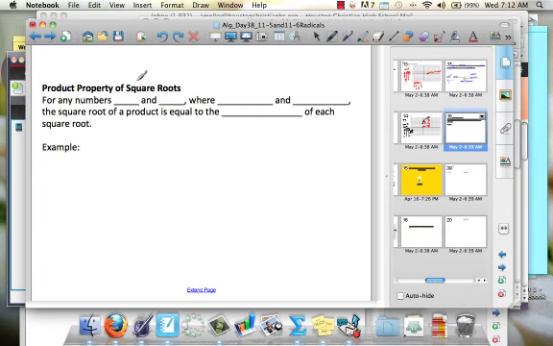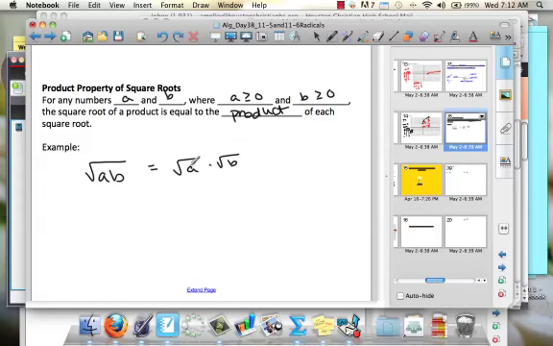So, the product property of square roots. For any numbers a and b, where a is greater than or equal to 0 and b is greater than or equal to 0, the square root of a product is equal to the product of each square root. So for example, the square root of AB equals the square root of A times the square root of B. Now this works both ways. If I have this, I can multiply them together. This is only if the index is the same, but we're only dealing with square roots today, so this is going to be fine.